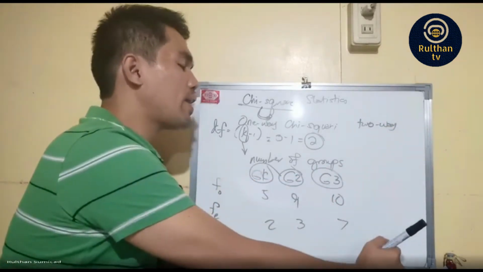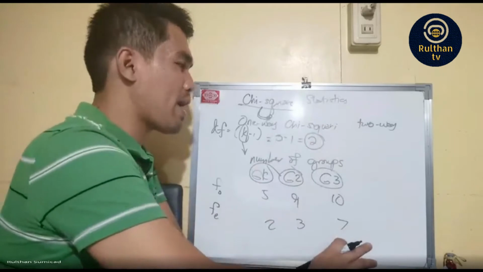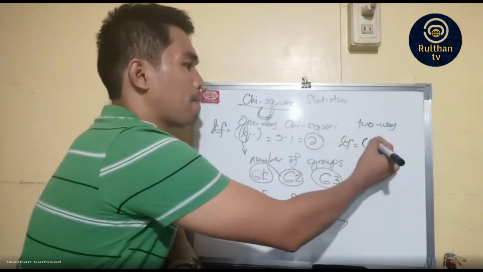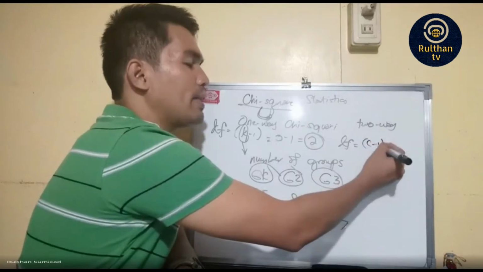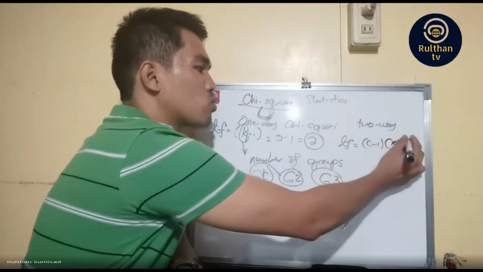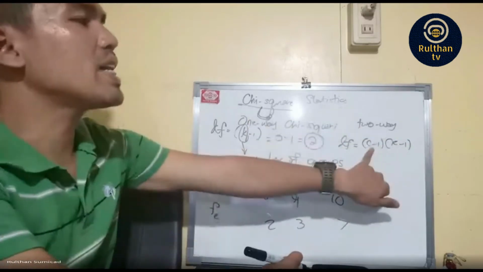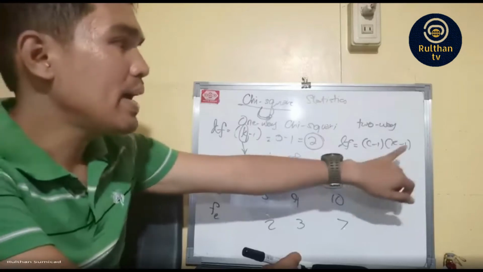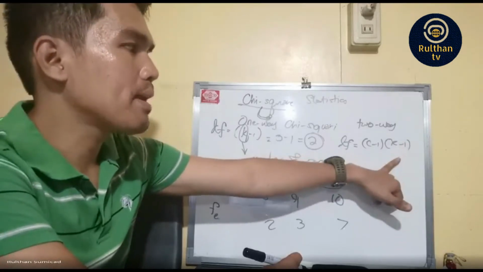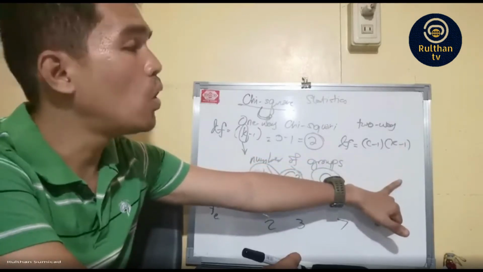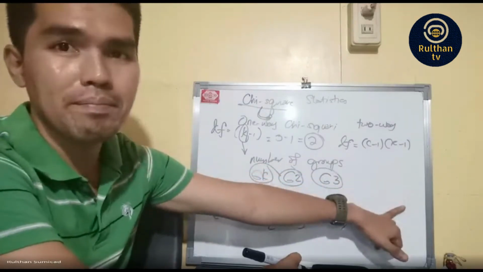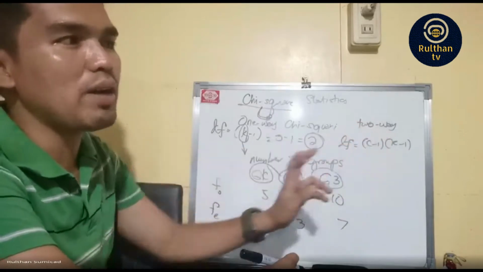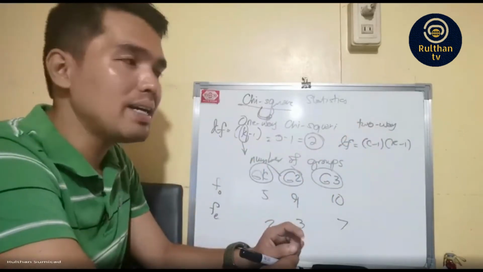for the two-way chi-square, our degree of freedom is computed like this. It's C minus 1 times R minus 1. C here is the number of columns there are, meaning to say the number of groups you have. And then R here is the number of rows you have. Then you multiply. The two-way test is applied whenever you have two or more categorical variables involved.